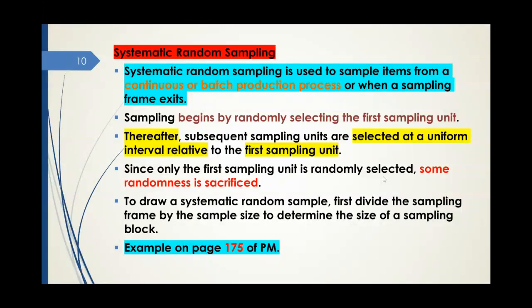So I'm just going to read the third bullet point there. It says, therefore, subsequent sampling units are selected at a uniform interval relative to the first sampling unit. Remember I said from this bottle, we're saying every 10. Can you see the systematicness in that? Okay. But if you want to make sure you understand that, you can quickly just read through that. And you can see that there is some randomness involved in that, because we are saying every 10. We're not picking favorites or anything.